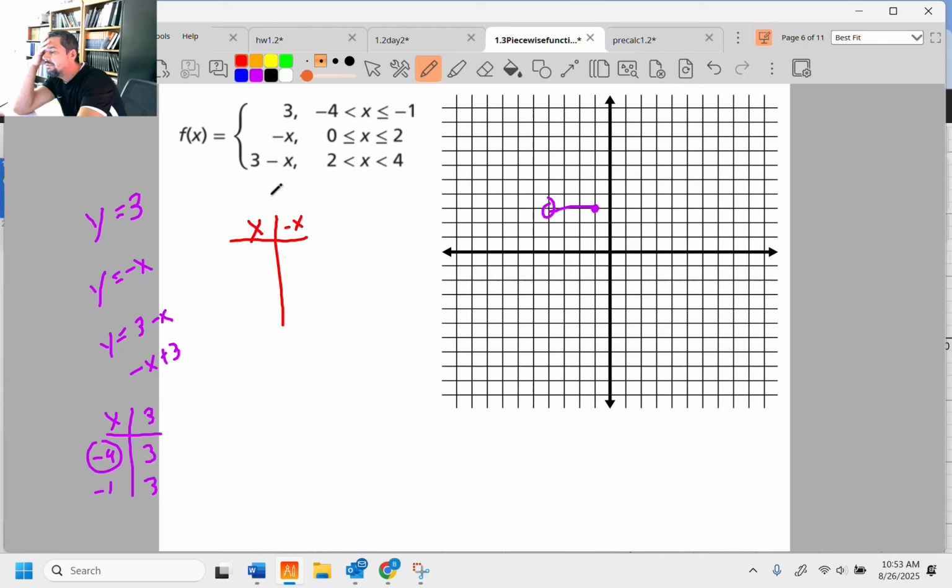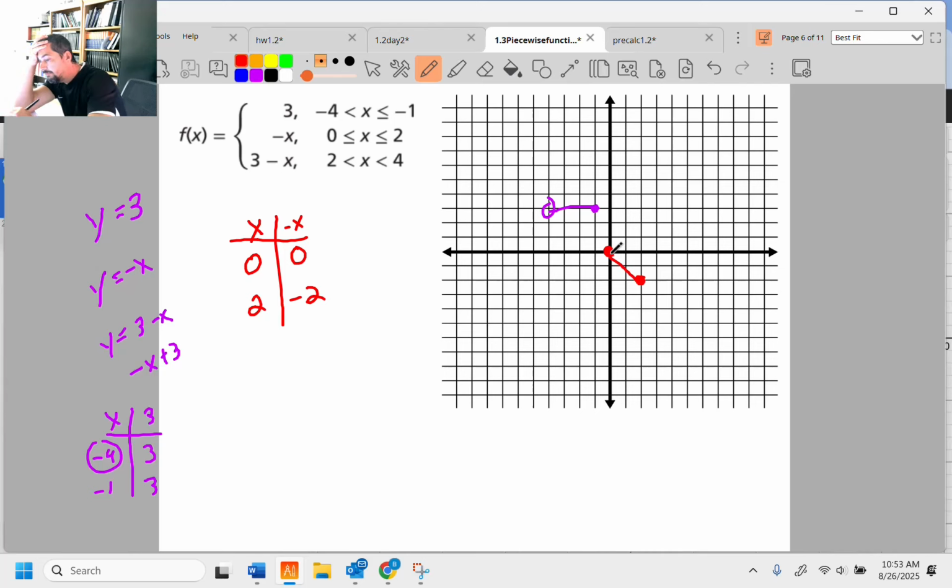All right, we've got this piece here for negative x. We're going to feed it 0 to 2. If we feed it a 0, it's still going to be 0. If we feed it a 2, it's going to be negative 2. We have equality, so nice closed circle there. And then 2, negative 2 is also a nice closed circle.